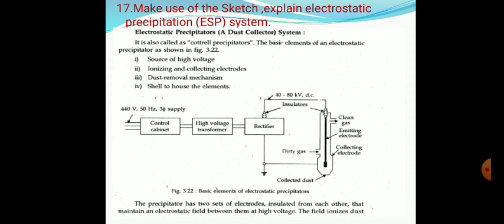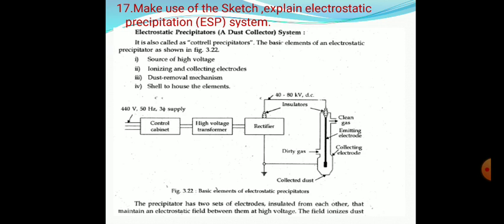Next question. Make use of the sketch. Explain electrostatic precipitation system. Electrostatic precipitators or dust collector system. It is also called as Cottrell precipitators. The basic elements of an electrostatic precipitator as shown in figure 3.22.